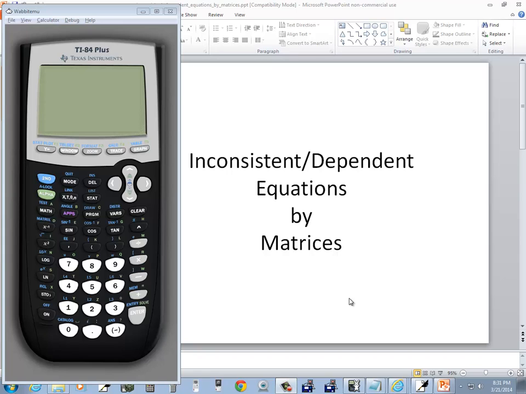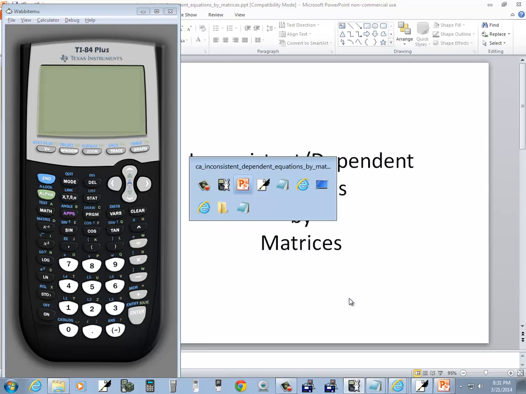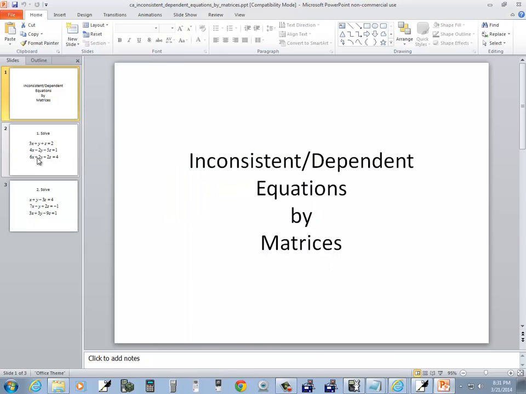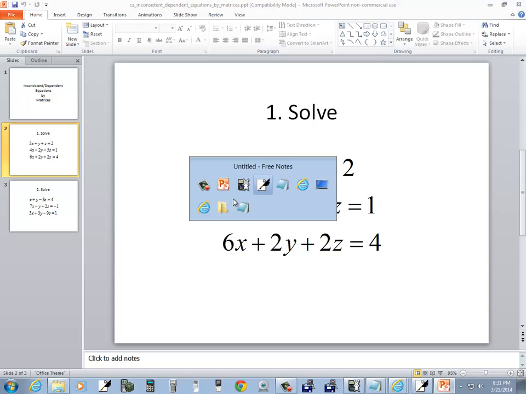Let's take a look at inconsistent dependent equations by matrices. We're going to take a look at our first problem here.